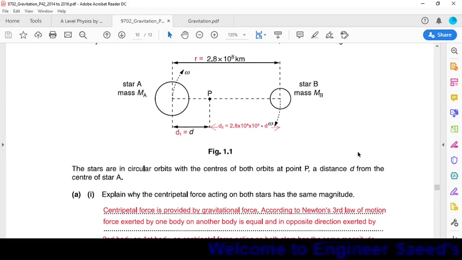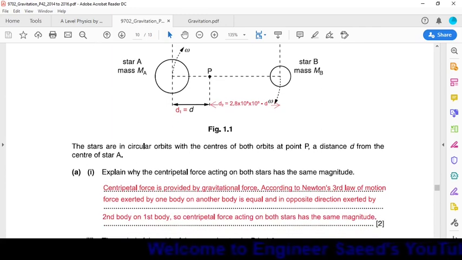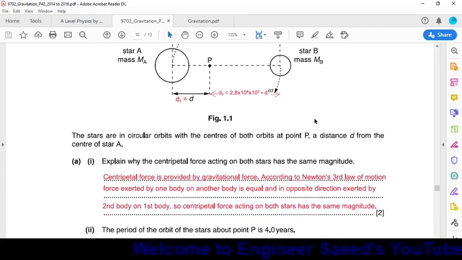Explain why the centripetal force acting on both stars has the same magnitude. Centripetal force on star A is equal to centripetal force on star B. Why is it equal? We will read the answer here. Centripetal force is provided by gravitational force.